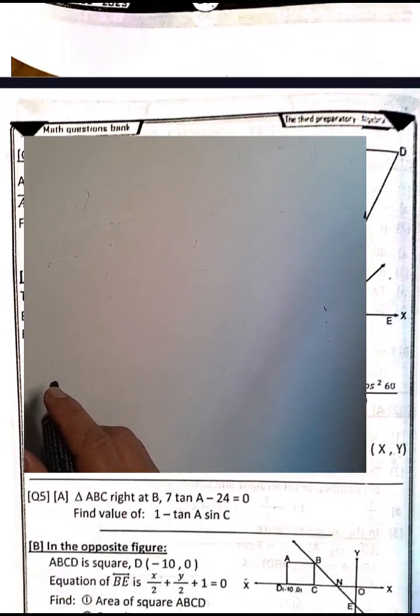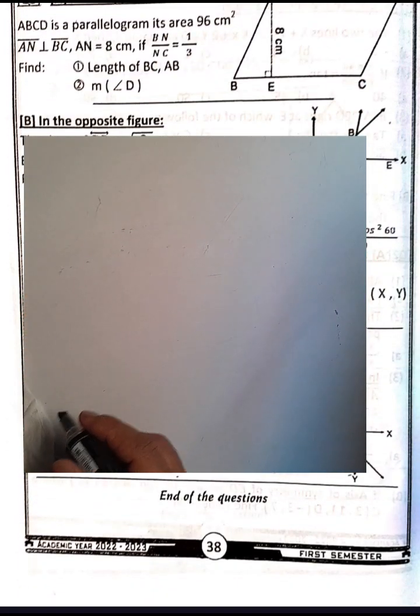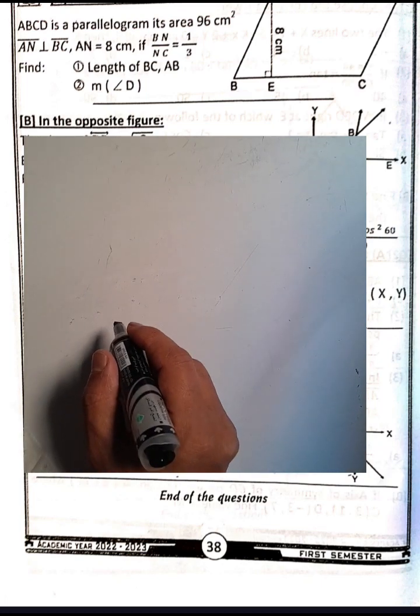Next question. We have a parallelogram. The area of it equals 96 square centimeters.